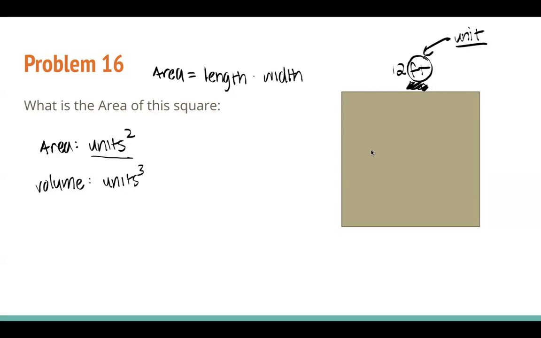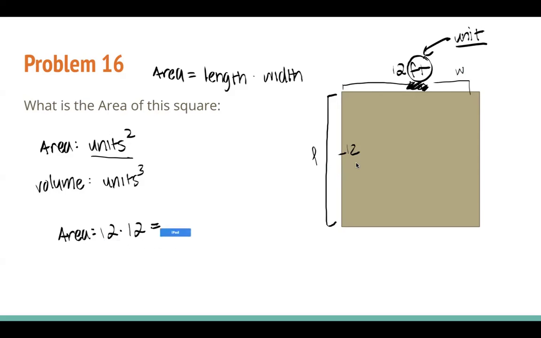So the area in this case, this is the length. This is also 12 because it's a square, so all sides are equal. So our length is 12 and our width is also 12. So our area would be 12 times 12, or 144 feet squared. Does that make sense to everyone? Yes? Okay.